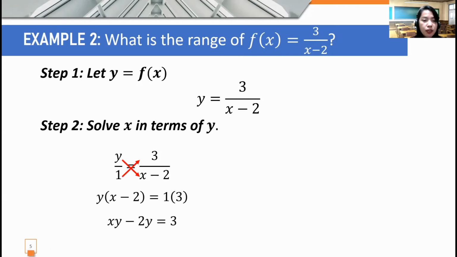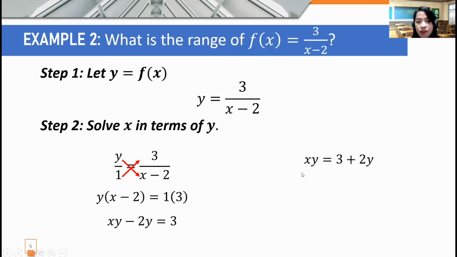Next is to simplify. Y times x is xy. Y times negative 2 is negative 2y equals 1 times 3 is 3. Using the addition property of equality, negative 2y will be placed to the right side of the equation. That is xy equals 3 plus 2y.